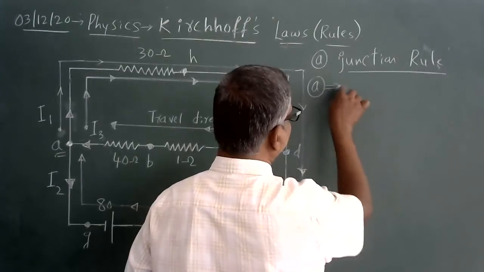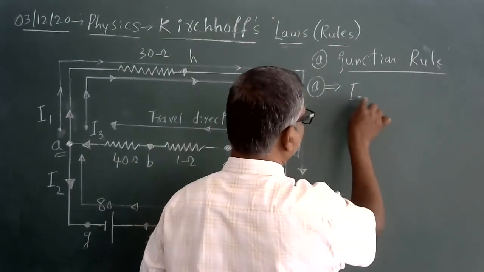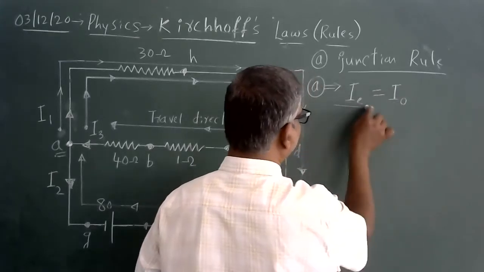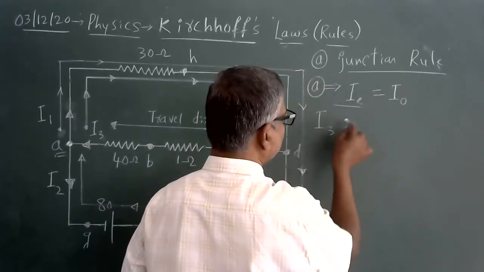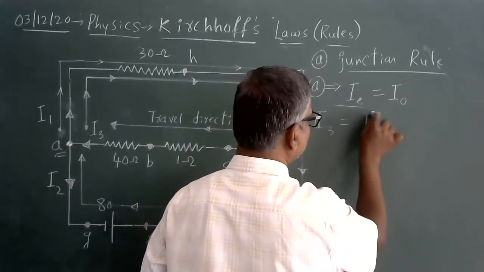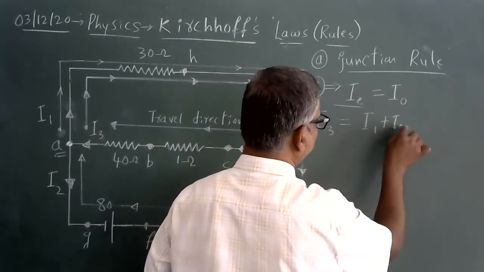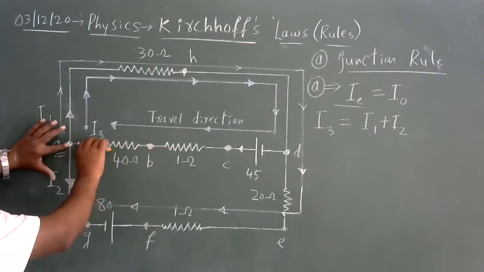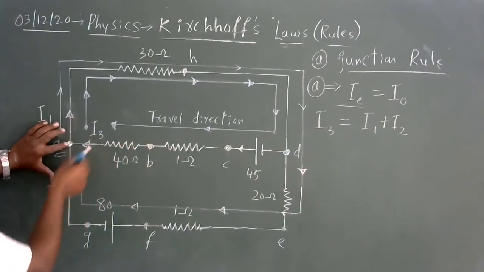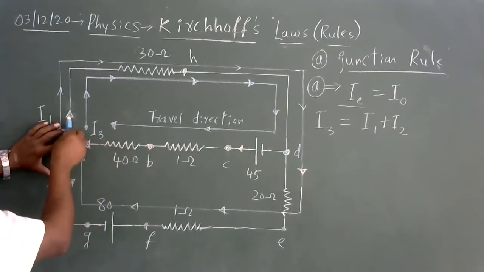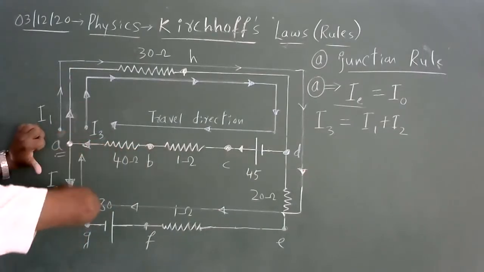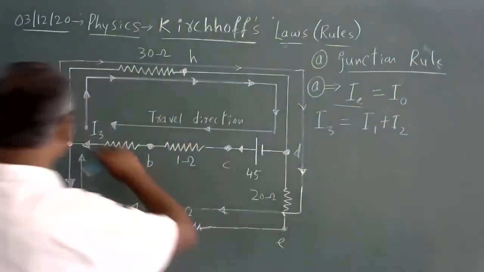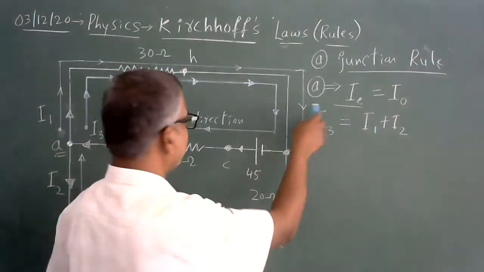A being a junction, I can write the junction rule: the amount of current entering equals the amount of current leaving. The amount of current entering, I3, is equal to I1 plus I2. You can notice once again, A is a junction where the only current entering is I3. There are 3 conducting paths. Current enters through one path, and current leaves from A through the other two. Hence, I1 and I2 are going out, I3 is entering, and A is a junction.